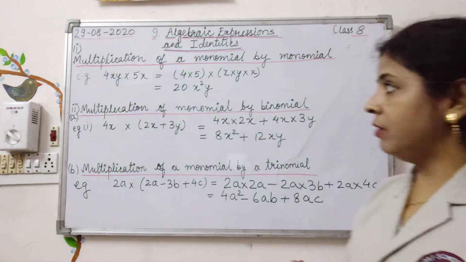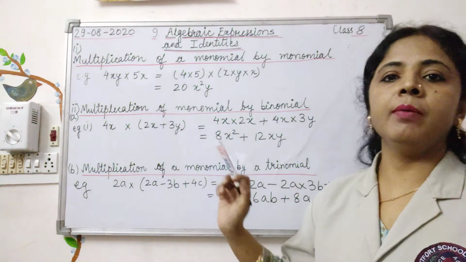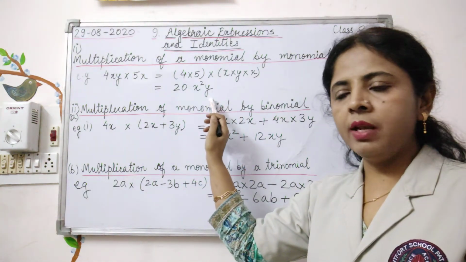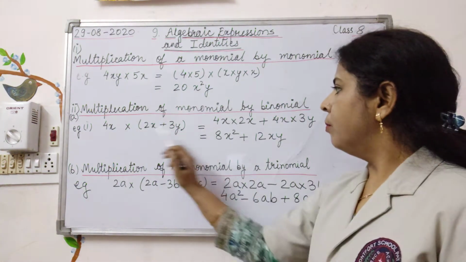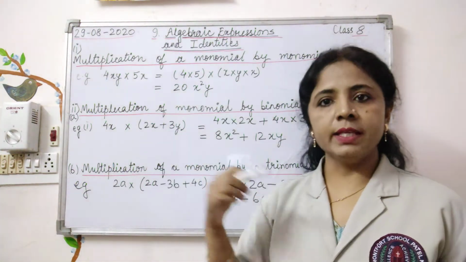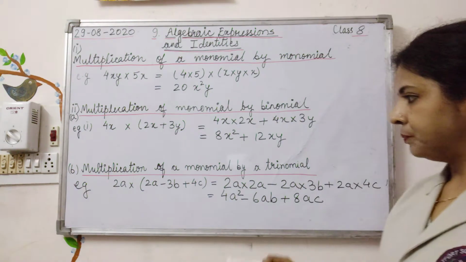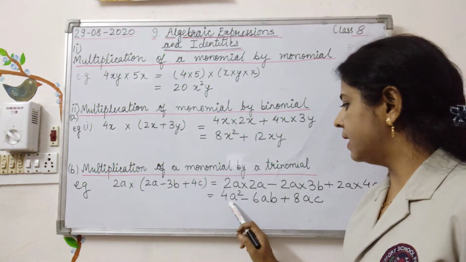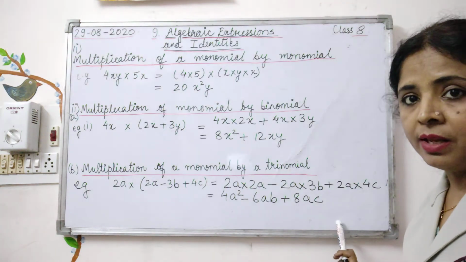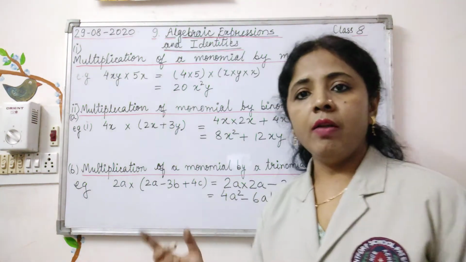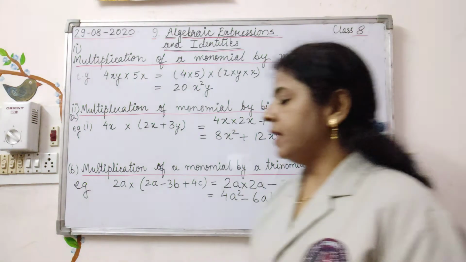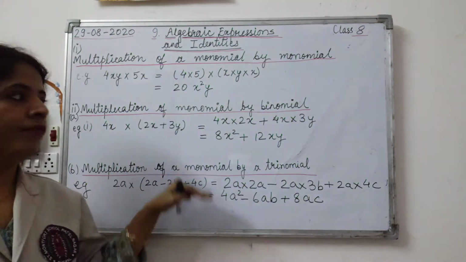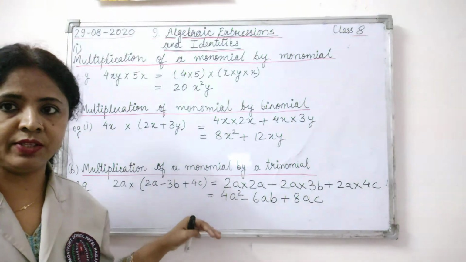One thing you will observe: when you are multiplying a monomial by a monomial, the result is always a monomial. When you are multiplying a monomial by a binomial, the result is always a binomial. Multiplying a monomial by a trinomial, the result is always a trinomial. It will always be like that. Okay. Let us take some examples where we will utilize this multiplication.